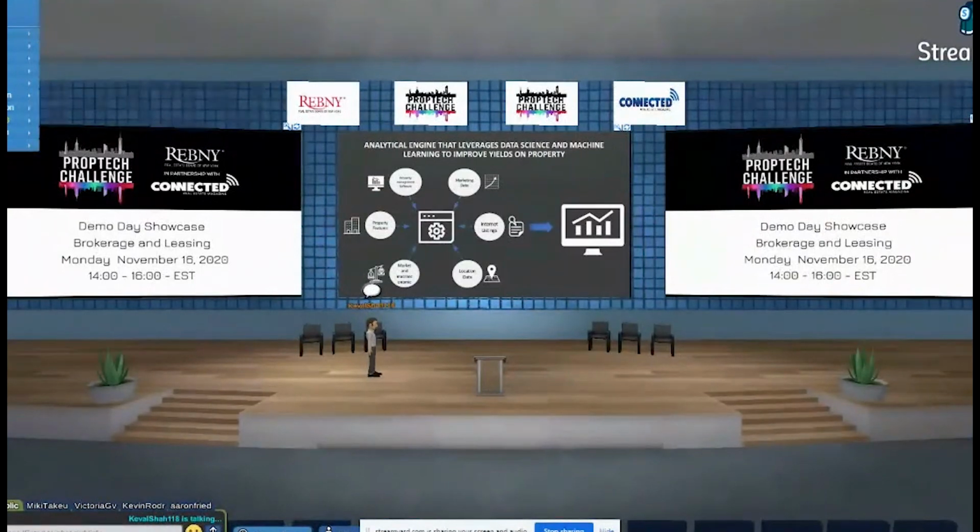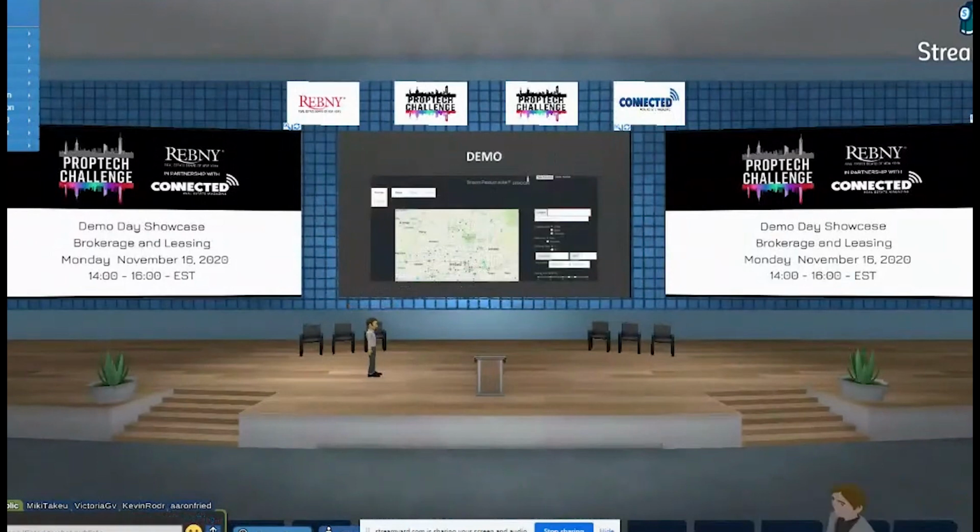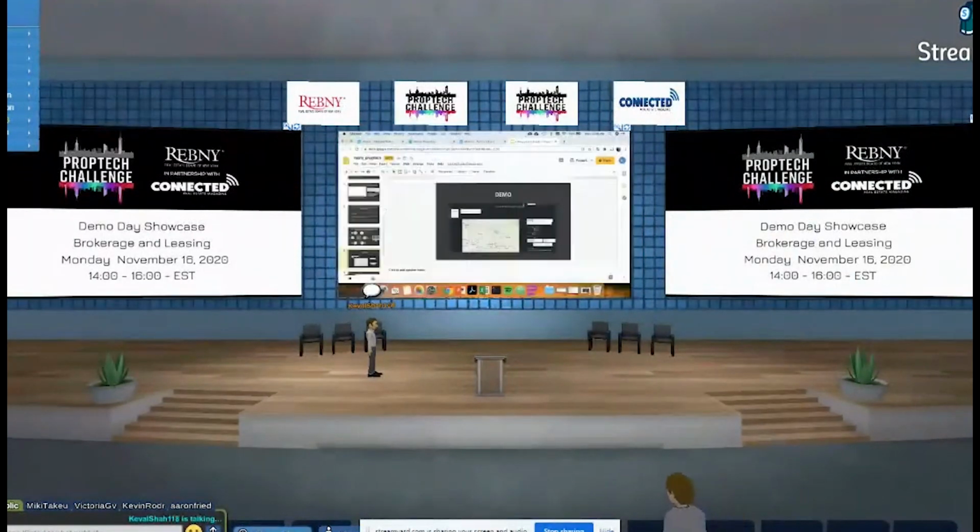We are also looking at macroeconomic variables and how those affect cap rates. And you also tap into some of the property management software that our clients use for accounting data as well. And all of this is aggregated into our engine to make recommendations that improve yields on the property. So I'll quickly jump into the demo.